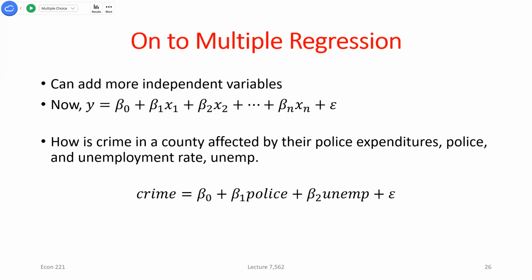So beta 0 would always be the intercept. Beta 1 is the slope coefficient on your first variable. Beta 2 is the slope coefficient on your second variable. Beta 3 would be the coefficient on your third, et cetera, right? So let's say that I've got this police variable, which measures the amount of money spent on your police force, right?